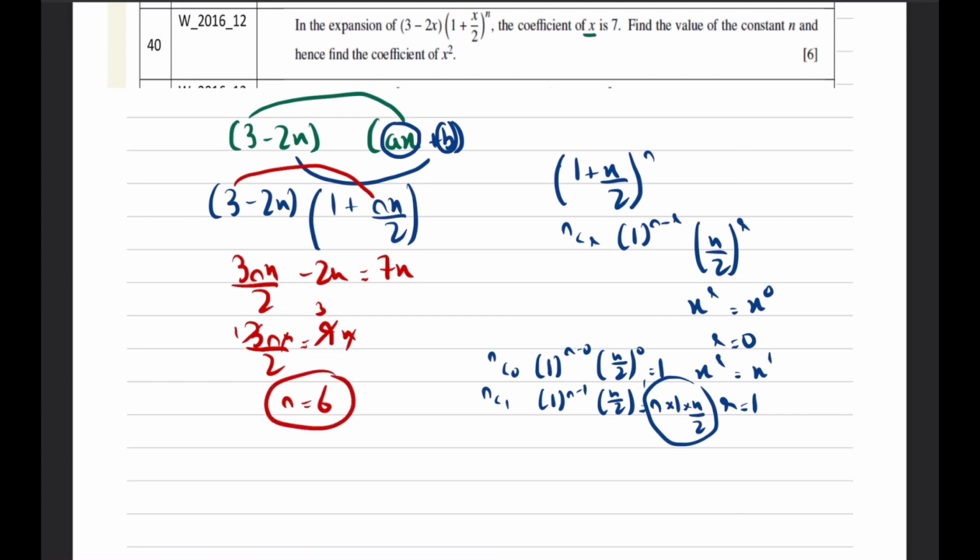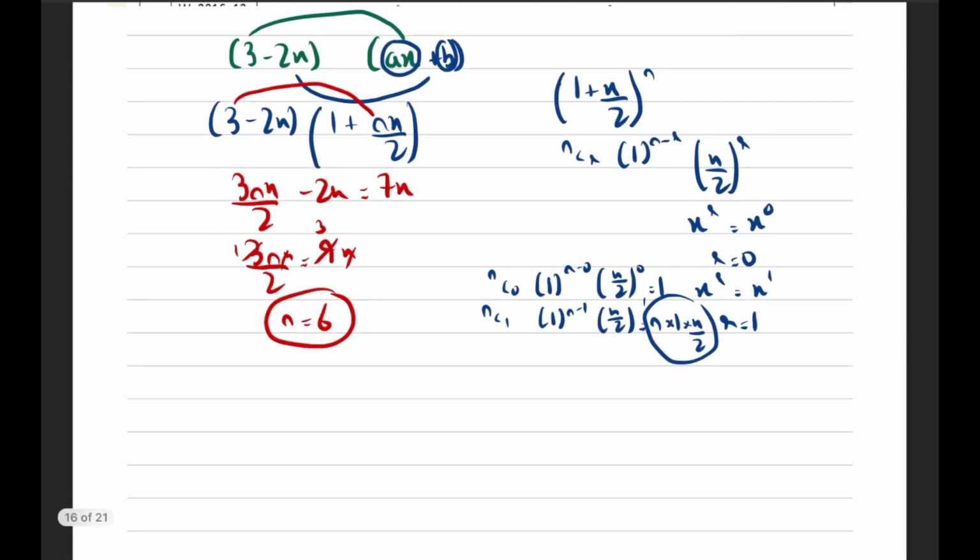We get this? Now that you have n equal to 6, you have to find the coefficient of x squared. So see, 3 minus 2x. So guys, 3 will be multiplied with the coefficient of x squared and minus 2x will be multiplied with the coefficient of x. What did we find as the coefficient of x? nx upon 2. What is n? 6x upon 2. That means this will be 3x.